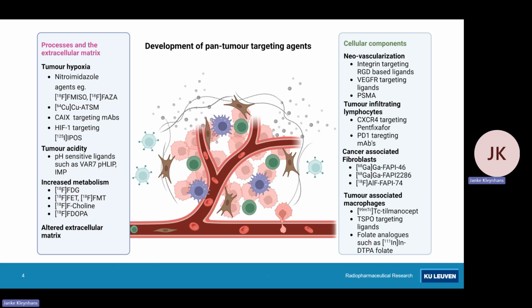There are different pan-tumor targeting agents. So when you talk about pan-tumor, we talk about one radiopharmaceutical that can target multiple cancers, regardless of the type of cancer or the original cancer. And this is really also important to know, that these agents are a little bit less selective in some cases, like FAPi, for instance. So some of them still focus on cellular components, like integrin, CXCR4, FAPi, and so forth, while others are targeting processes like hypoxia, acidity, and then increased metabolism like FDG, as we all know.